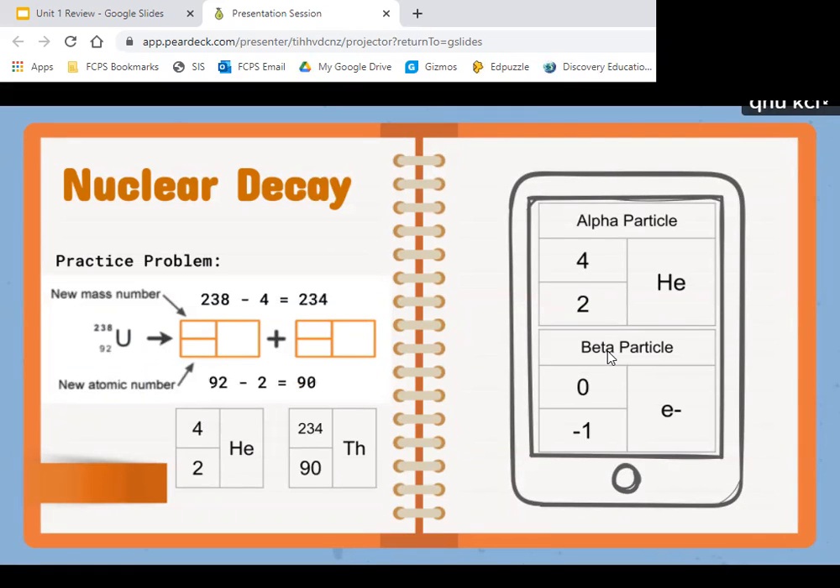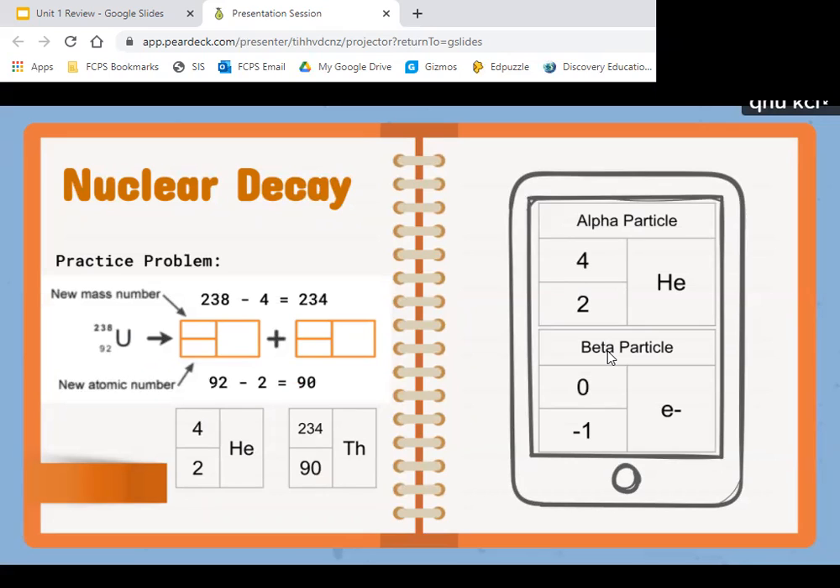Yep. So the top left is going to be 234. How do we figure that out? 238 minus 4, so the 4 came from the helium to get the mass. Now, if this does not make sense, another way you can do it is 4 plus 234 to get 238. So that's another way if you are confused about subtracting and more comfortable with addition.